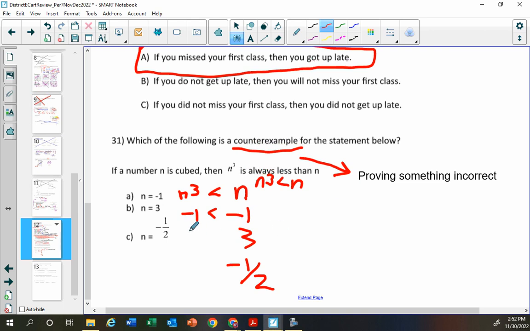There's going to be cases, but that's basically what's going on with a counterexample. They're saying this is always less than n, but that's not true, because in case number 1, they were equal. So that's no good.